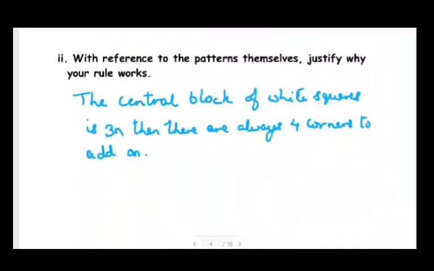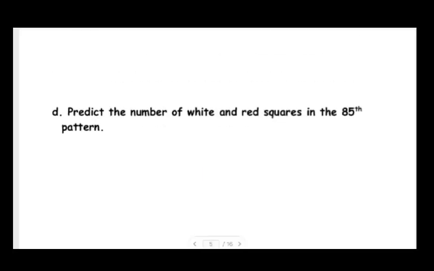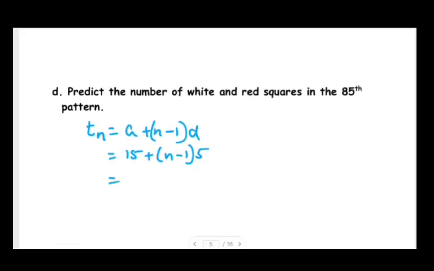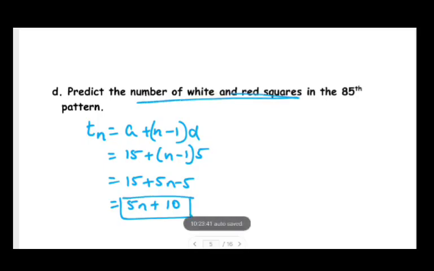So what is our term to term rule going to be? a plus (n minus 1)d. A is 15, difference is 5. So 15 plus 5n minus 5, which is equal to 5n plus 10. That's the combined rule for both.